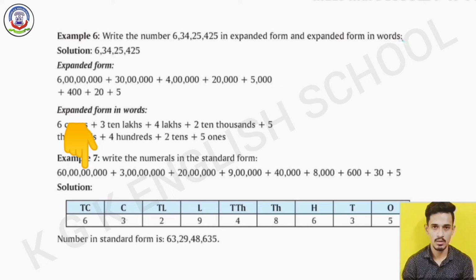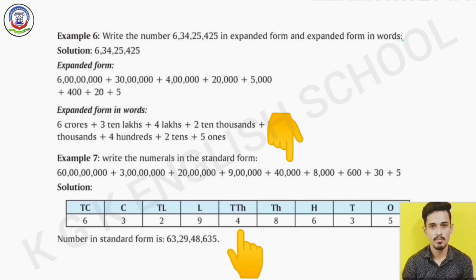In 60 crore, we have 6 in the 10 crore place. So we write 6 in 10 crore. In 3 crore, we have 3 in the crore place. So we will write 3 in the crore place. Now in 20 lakhs, we have 2 in 10 lakhs. So we will write 2 in the 10 lakhs column. Next we have 9 lakh. So 9 in the lakhs column. We have 40,000. So 4 in the 10,000 column.